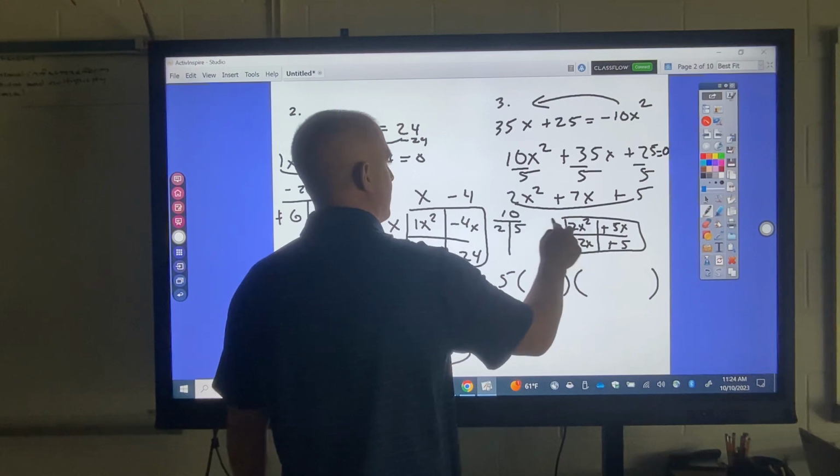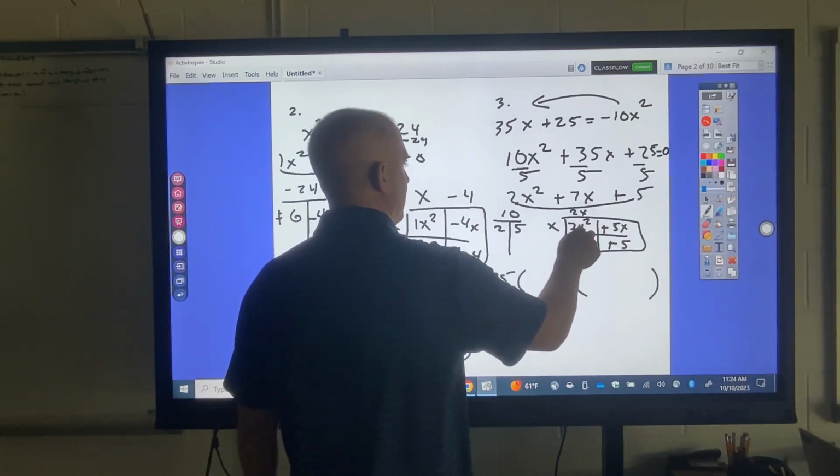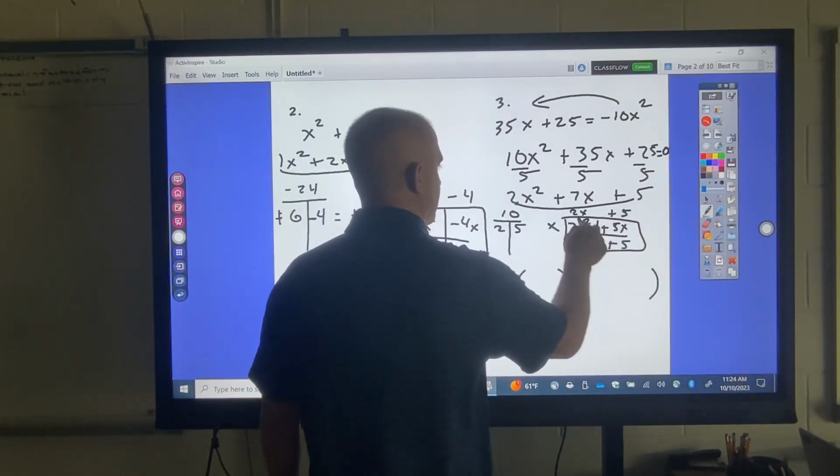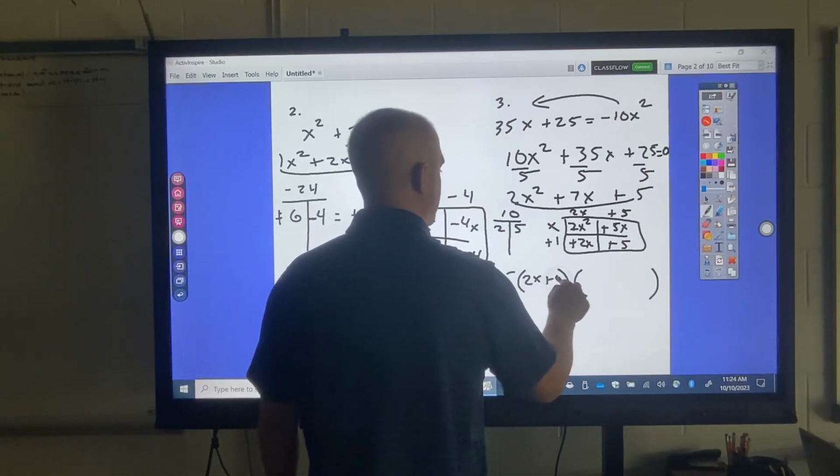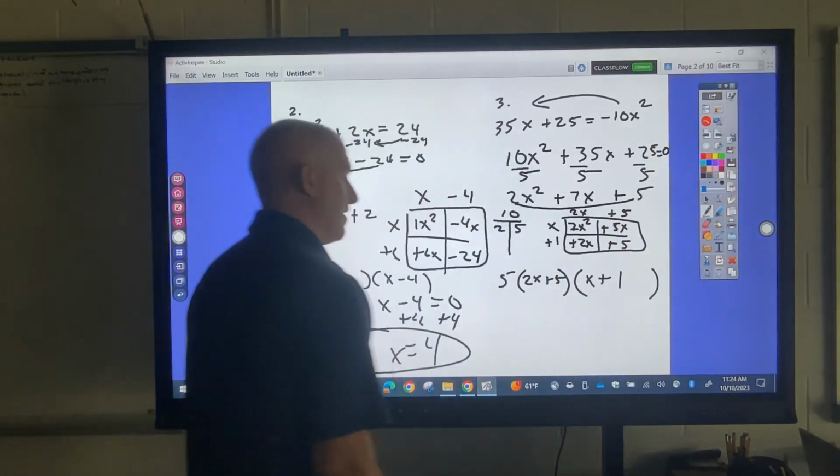The GCF out of this row is x. X times 2x gives me this. X times 5 gives me this. 2x times 1 would give me that. So one of my factors is 2x plus 5. This is x plus 5. So that would be the factor.